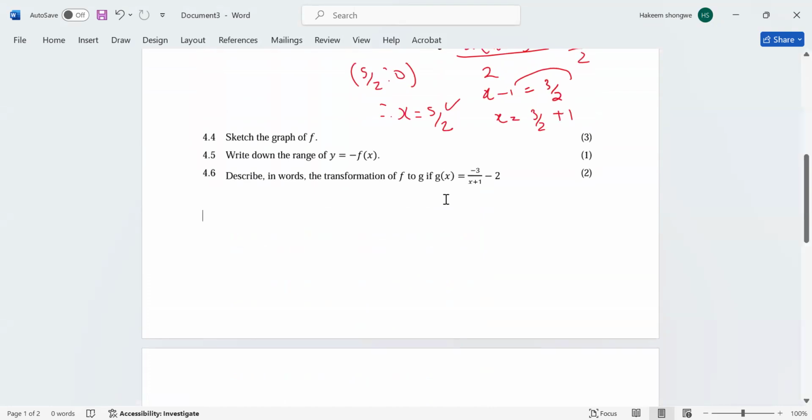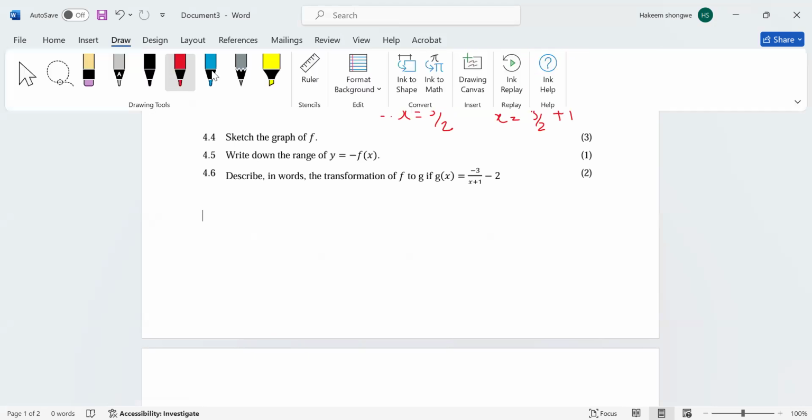On 4.5, they say we should write down the range of y equals -f of x. So let's start with the range of the original function. And then whatever it is, we're going to take it and make it negative because it's a reflection. So the safest thing for us to do is to ask, what is the range of this one?